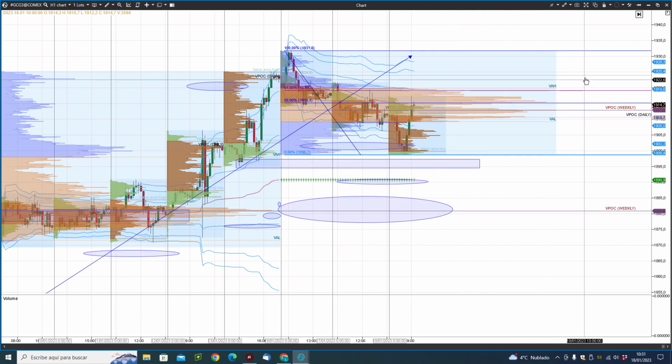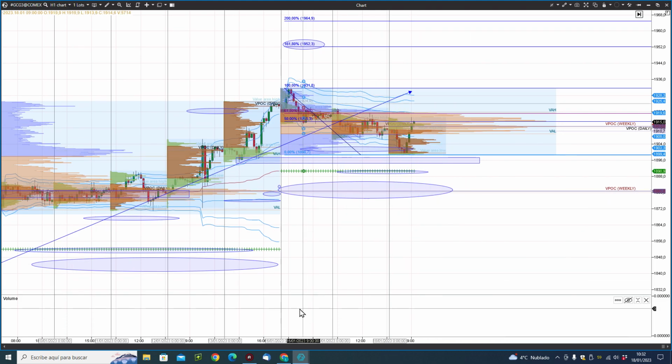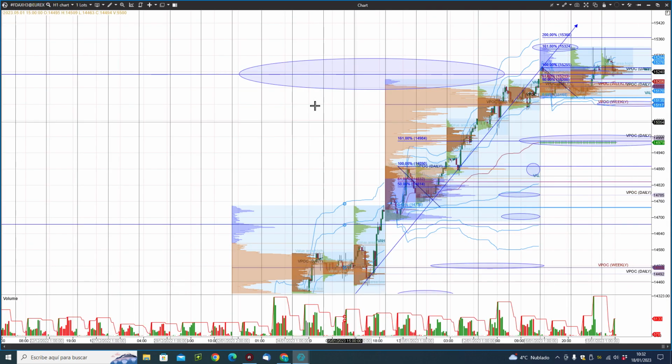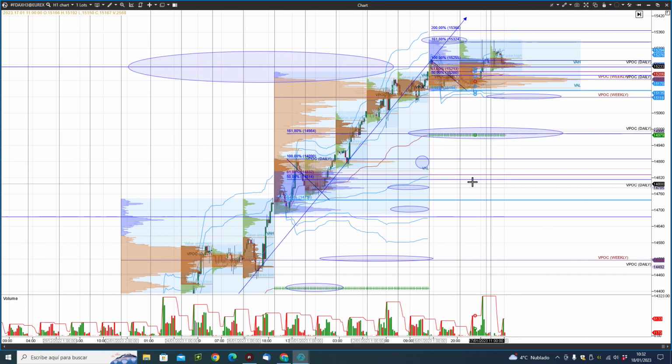As we told yesterday, at 1900 there was a very high number of options, so we have reached this point, and now it has rejected this point. So let's see. Well, we have the targets for gold.